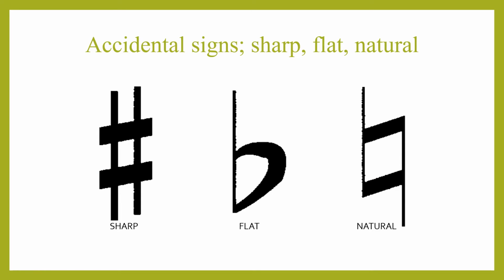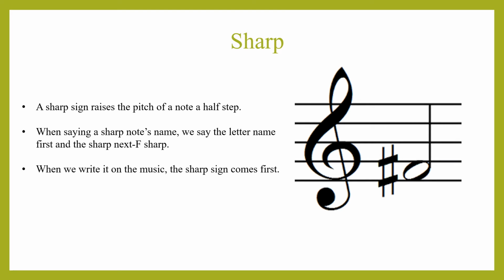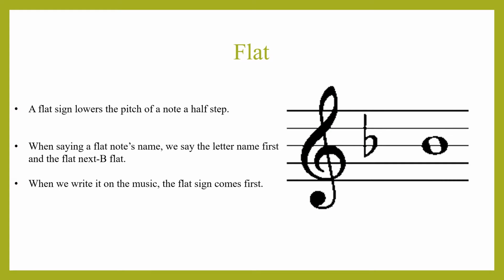Accidentals are signs used to raise or lower notes by half steps. Sharp raises. Flat lowers. And natural eliminates the change made by the sharp and flat. A sharp sign raises the pitch of a note a half step. When saying a sharp note's name, we say the letter name first and the sharp next. F sharp. When we write it on the music, the sharp sign comes first.